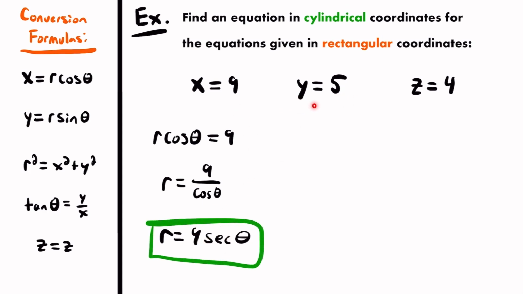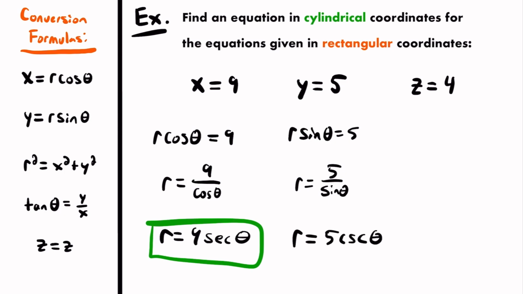Now let's work on y equals 5. It's going to be a very similar process, except instead of replacing it with r cosine theta, we know that y is equal to r sine theta. So we'll have r sine theta equals 5. If you divide both sides by sine theta, you'll have r equals 5 divided by sine theta. But we know that 1 divided by sine theta is cosecant theta. So we could write this as r equals 5 times cosecant theta. Okay, so that's the equation that's equivalent to y equals 5, but in cylindrical coordinates.